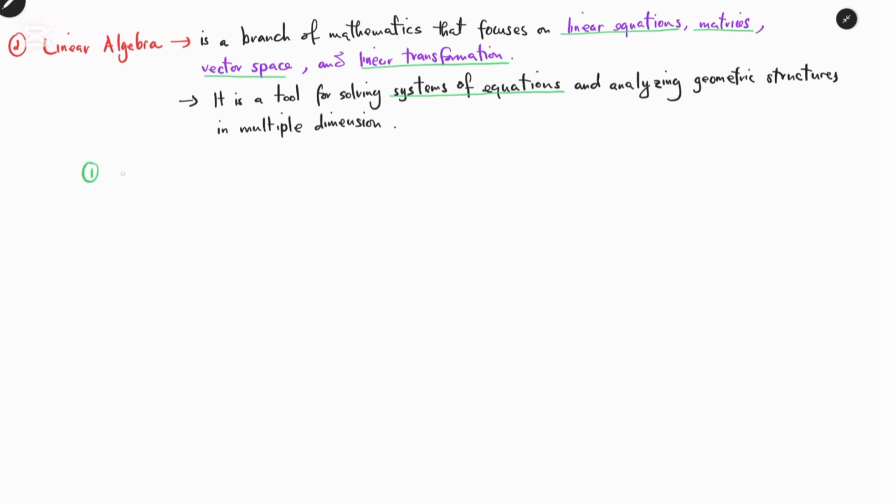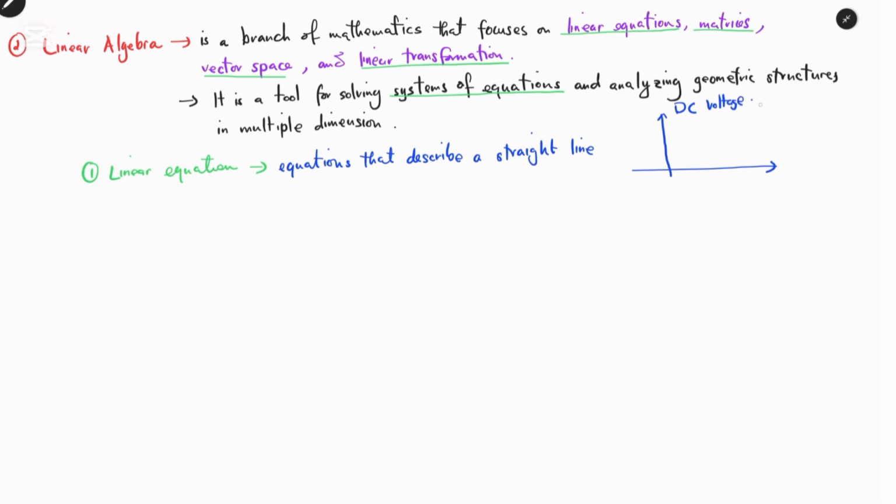The first one is nothing but the linear equation. It is defined as the equation that describes a straight line. We all know what a straight line is. Imagine you have a graph of a DC voltage, and if the amplitude of the voltage is given as 3 volts, now we can describe the voltage as a straight line. And to describe this straight line, we normally use the linear equation.